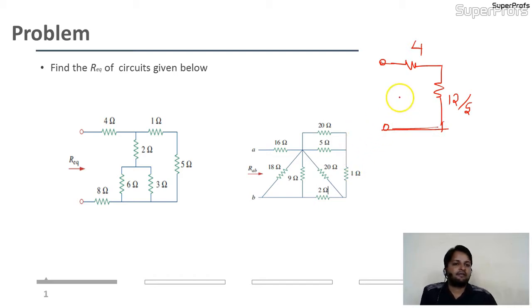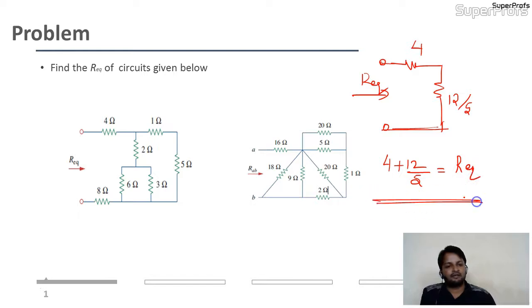Is it okay? So what is the final R equivalent? R equivalent is nothing but 4 plus 12 by 5. This is nothing but R equivalent. Is it okay? This is the way to solve the circuit for R equivalent. And this is for you, homework. Okay?